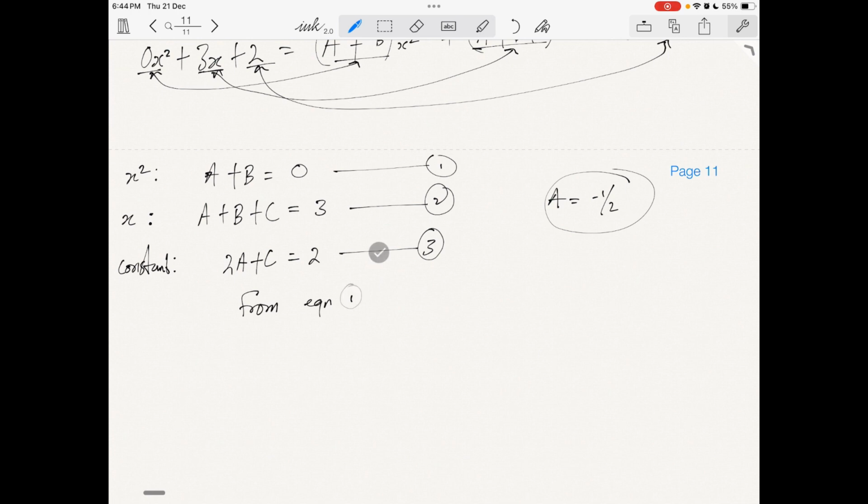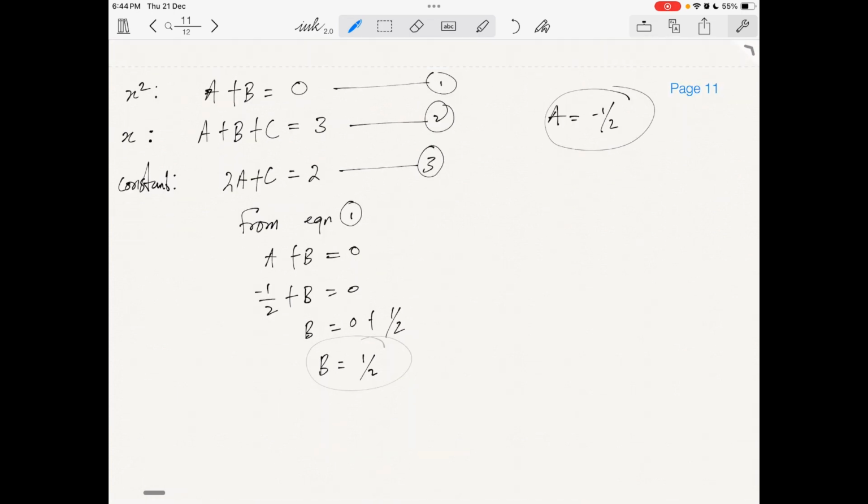So I have a plus b is equal to 0, and my a is minus 1 over 2 plus b, which is equal to 0. So all I'm saying is that my b, if my minus 1 over 2 comes to the other side, is plus 1 over 2, and my b will be 1 over 2. Now my b is found. Interesting. Now I want to find my c.